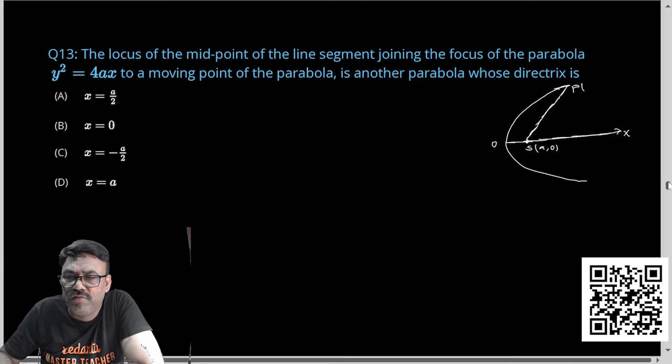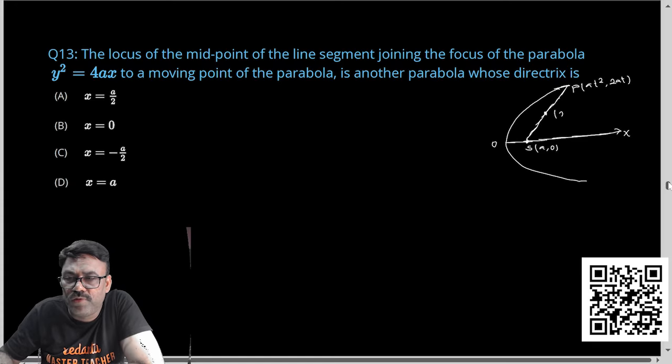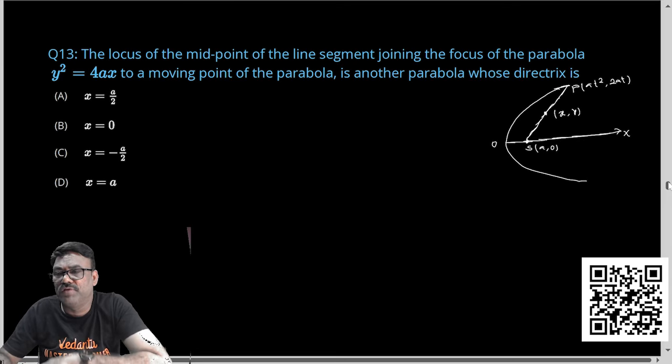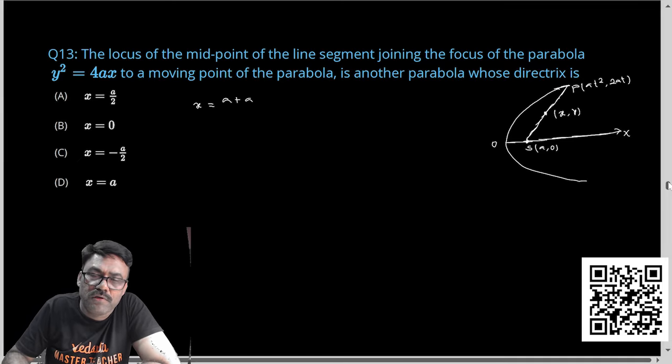So I can take this P point as (at square, 2at). Any point on this parabola can be taken in this form. And I need the locus of the middle point. So let's say the middle point is (x, y). Using the midpoint formula, x will be (a plus at square) by 2, and y will be (0 plus 2at) by 2, which is at.